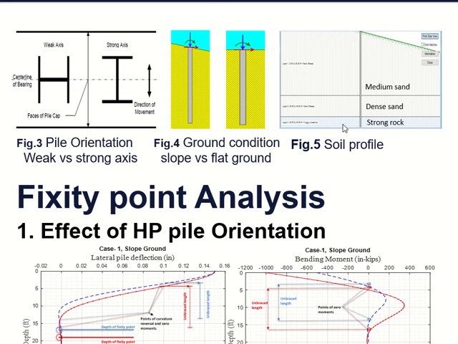For the soil profile, three cases were considered. In case 1, the depth of medium sand was 0 to 15 feet, the depth of dense sand was 15 to 30 feet, and the depth of strong rock was 30 to 45 feet. Similarly, in cases 2 and 3, the depth of medium sand varied from 0 to 10 feet and 0 to 30 feet, which increased the density of the soil layer surrounding the pile in case 2 compared to case 3.